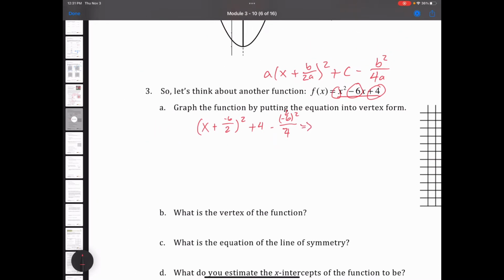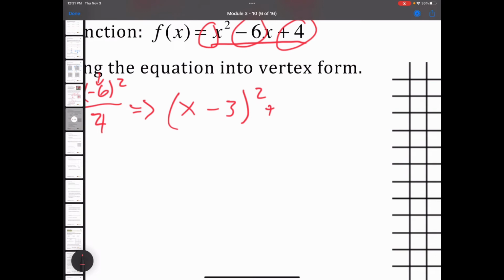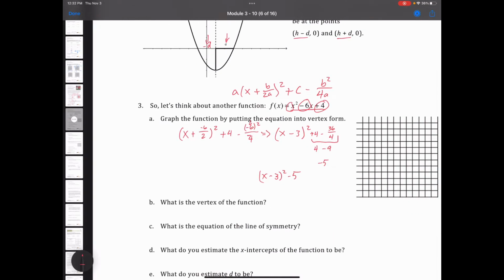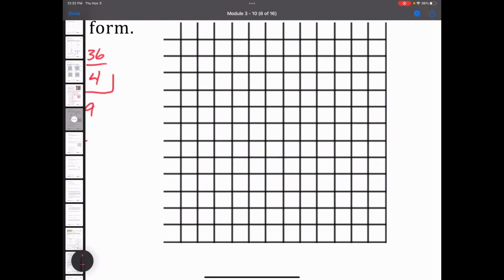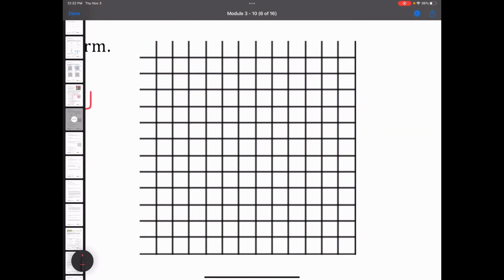So let's go ahead and simplify this. This is x minus 3, because -6 divided by 2 is -3, plus 4, minus -6 squared, which is positive 36 over 4, and 36 over 4 is just 9. So when I simplify this, it's going to be 4 minus 9, so that's a -5. So I get the vertex form x minus 3, quantity squared, minus 5. Okay, so I need to graph that now using that vertex form, where the vertex is at 3, -5.